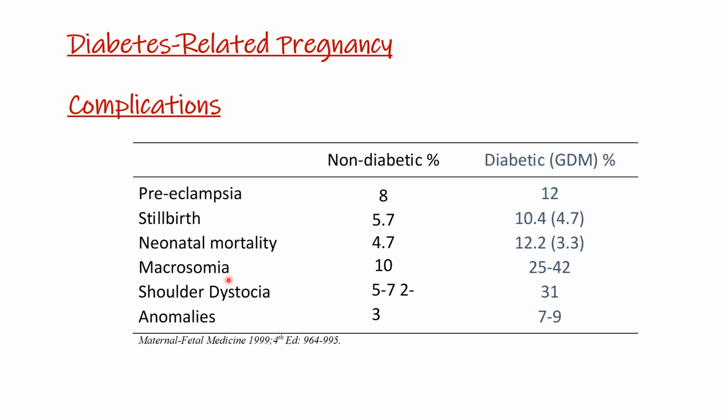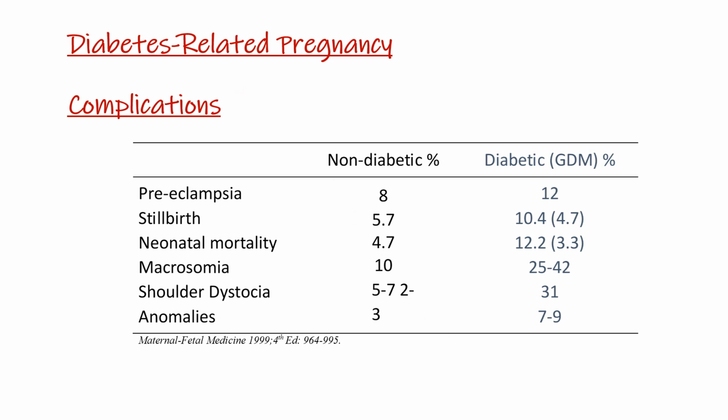So when you have hyperglycemia, it is distributed through the placenta into the fetus, meaning this fetus will grow and produce more insulin and fats, meaning we'll have a big baby. Shoulder dystocia, which is a complication during labor, and then anomalies, which occur in about 7 to 9%.